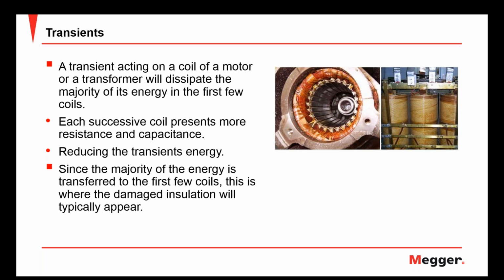Now, when you look at things like motors and transformers that have windings in them, when transients are applied to them, what happens is that they basically will dissipate their energy over the first few coils in there. So each successive coil presents more resistance and capacitance. So as that transient is applied, its energy will dissipate in the first few coils. So typically, unless there's damage somewhere already existing in the insulation, the majority of the energy you'll see when you have transients causing damage to this will be on the first few coils within the motor or the transformer.